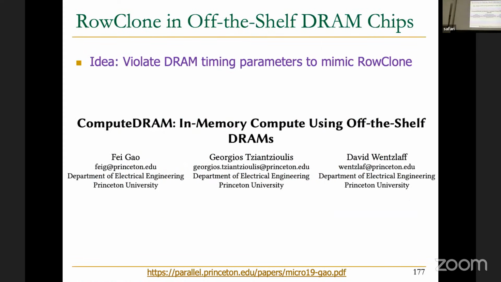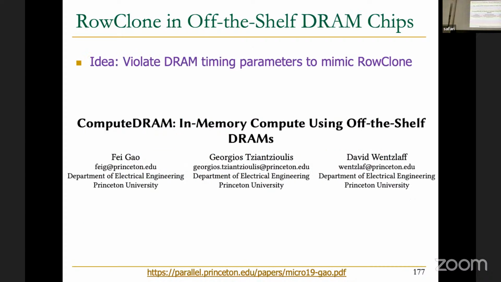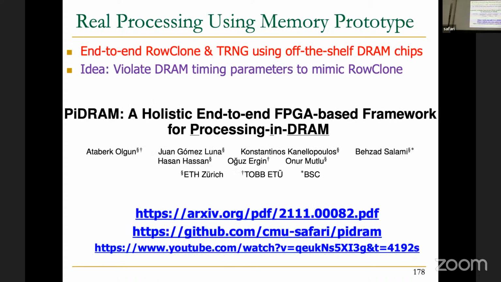There is more on RowClone. What I just mentioned was initially done in simulation. Later on, some people experimented with a commodity off-the-shelf DRAM chip, the kind of DRAM chip that you buy in the market or have in your laptop or desktop computer, and they saw that by violating DRAM timing parameters, you can do these row copy operations already in current DRAM chips. It's not specified like that, but you can do that operation.